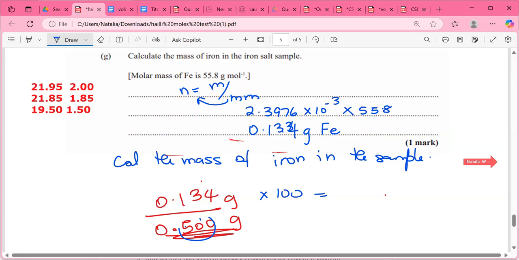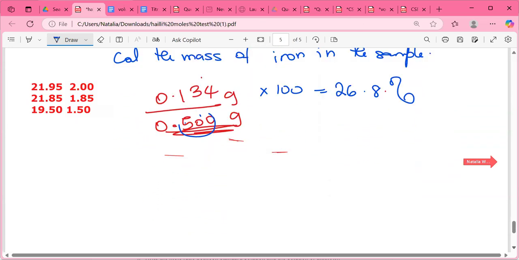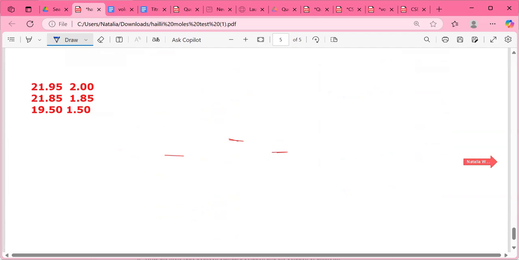My answer is 6.8%, 26.8%. Clear? Yes, Miss. All right, so that is it. Redox.